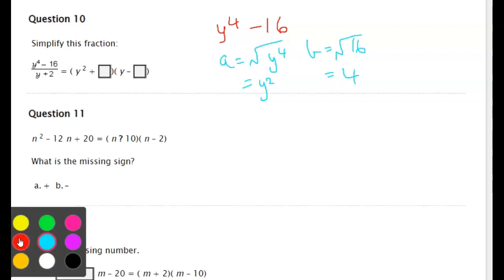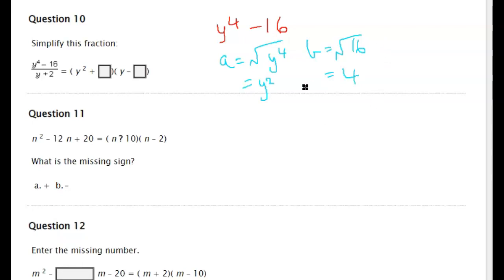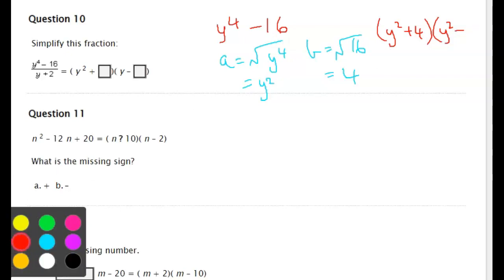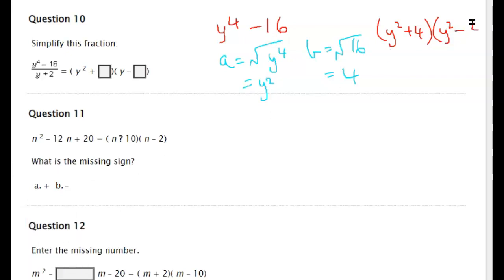So when you're doing difference of perfect squares, we just add a and b. So y squared plus 4. And then we subtract a and b. Oops, why did I write b? I always do that. What's my rubber? Cool. Let's rub that out and write it back. Okay, y squared minus 4. Now, if you're ever unsure, you can just expand that. All right, and still haven't finished.